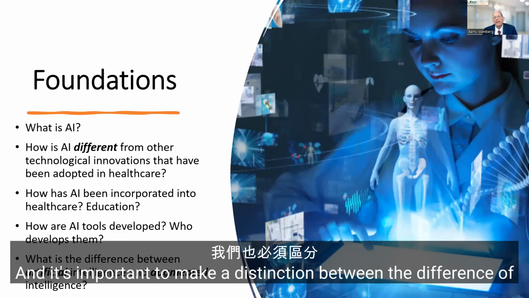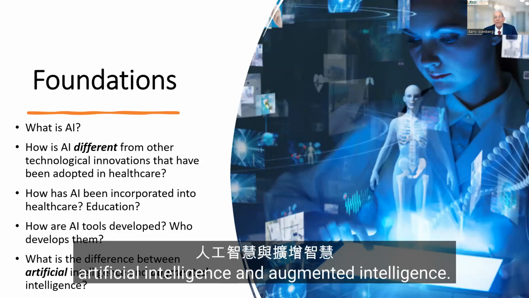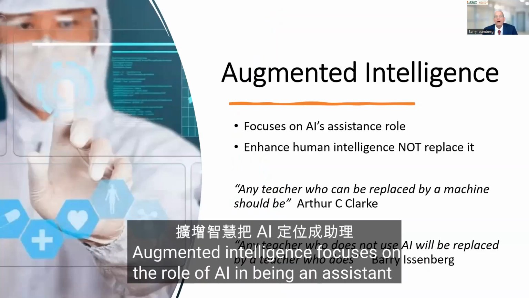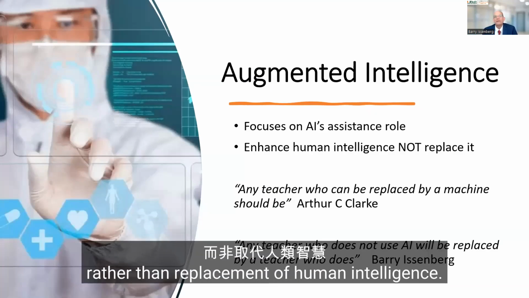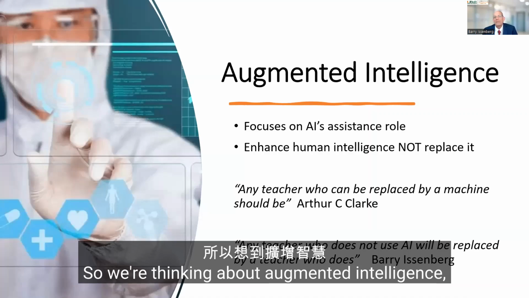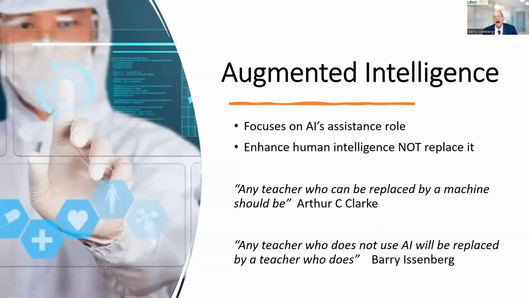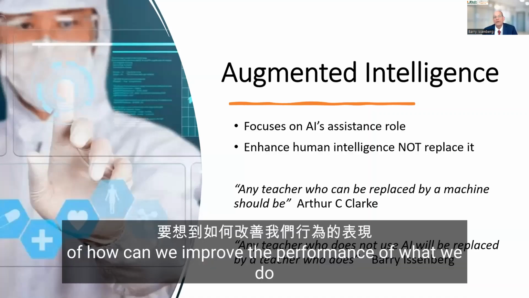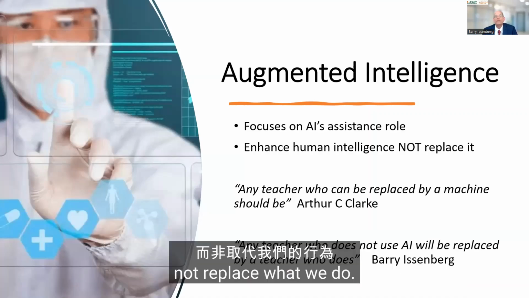And it's important to make a distinction between the difference of artificial intelligence and augmented intelligence. Augmented intelligence focuses on the role of AI in being an assistance rather than a replacement of human intelligence. So we're thinking about augmented intelligence of how can we improve the performance of what we do, not replace what we do.